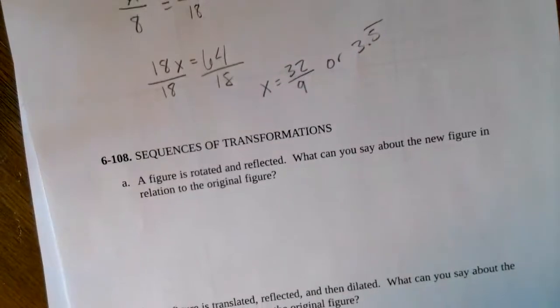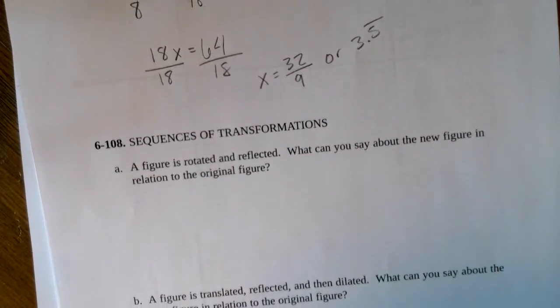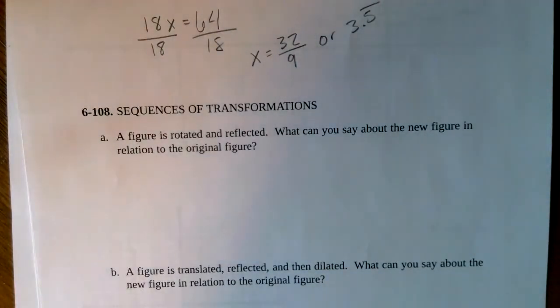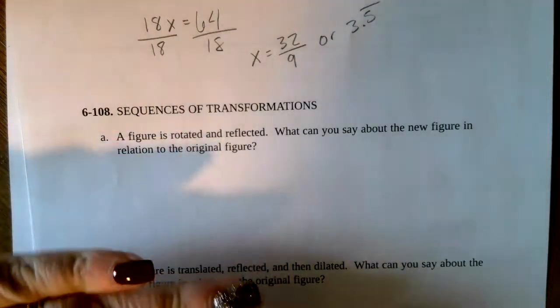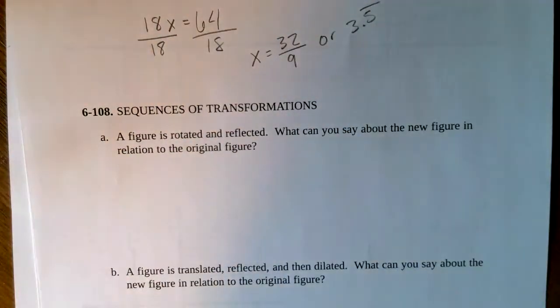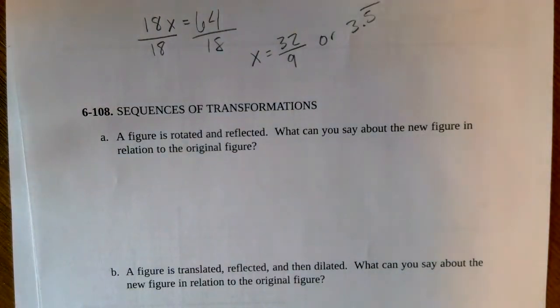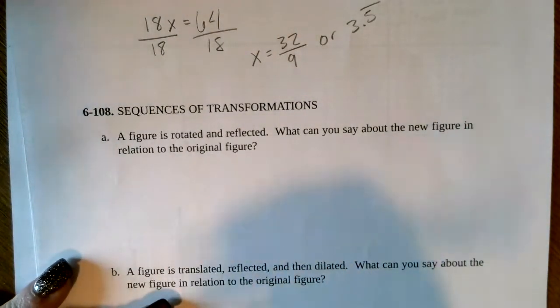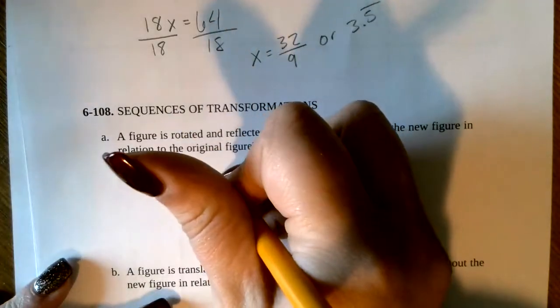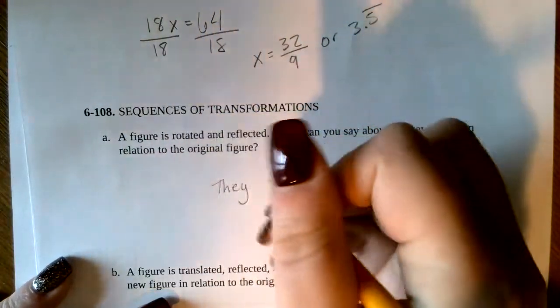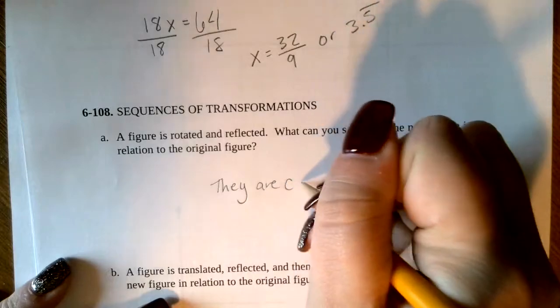So, okay. Next one, number 108. So a figure is rotated and reflected. What can you say about the new figure in reflection to the original figure? So you have to take a minute and think about what they're actually asking. So you have a figure, it was rotated and reflected. So what happened to it? It's still congruent, right? Meaning it didn't change the size at all. So the 2 triangles are congruent.